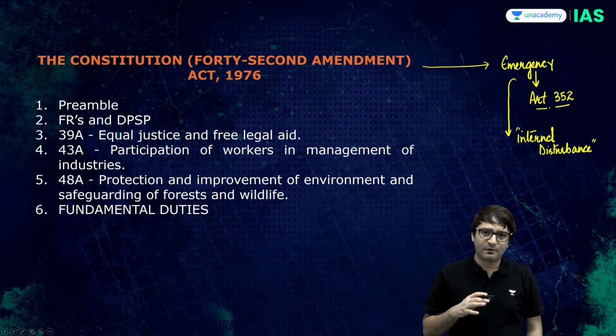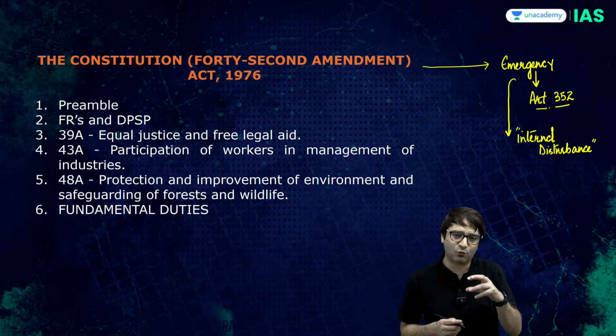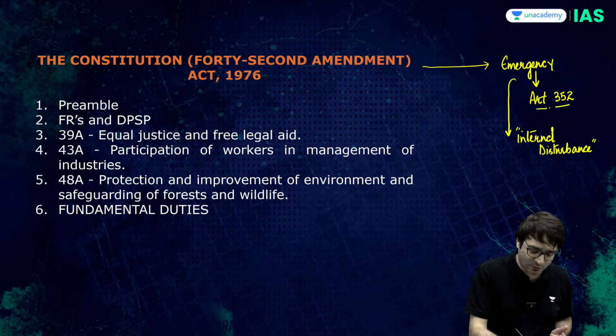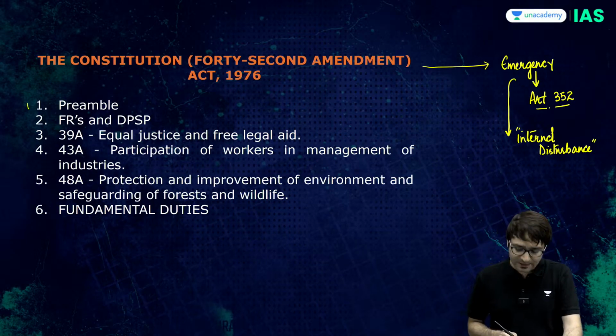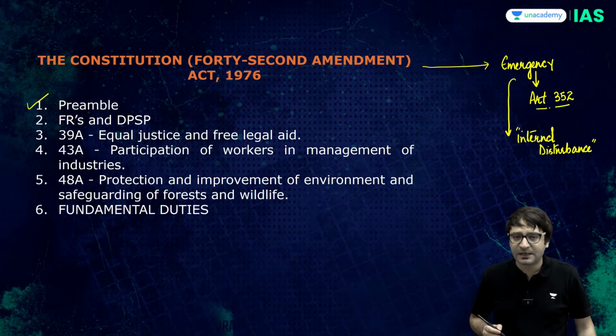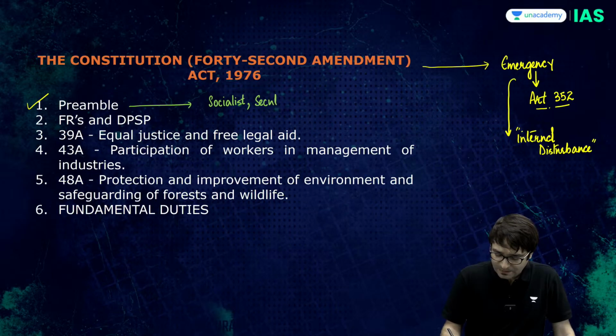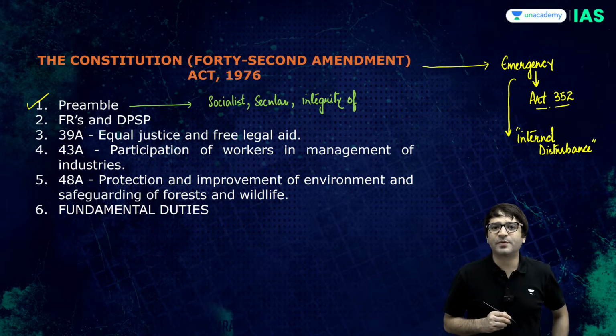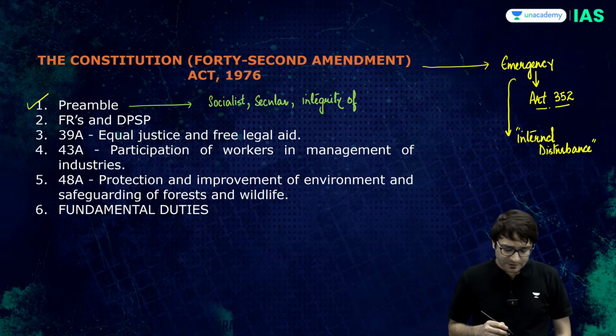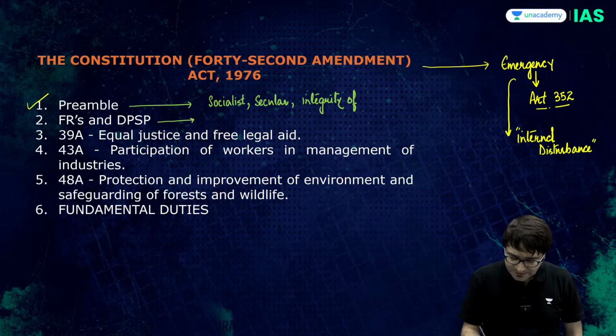During this 42nd Constitutional Amendment Act, what changes were made? First and foremost, the preamble was amended. And when the preamble was amended, the words socialist, secular, and integrity got added to the preamble. Clear?